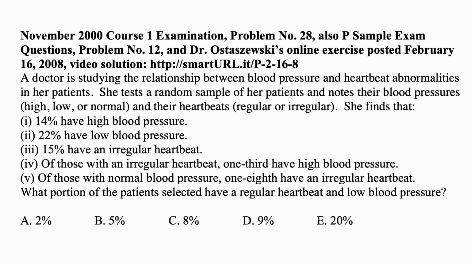Here's the problem for today for exam P on probability. A doctor is studying the relationship between blood pressure and heartbeat abnormalities in her patients. She tests a random sample of her patients and notes that blood pressures are high, low, or normal, and their heartbeats regular or irregular. She finds that 14% have high blood pressure, 22% have low blood pressure, 15% have an irregular heartbeat. Of those with an irregular heartbeat, 1/3 have high blood pressure. Of those with normal blood pressure, 1/8 have an irregular heartbeat. What portion of the patients selected have a regular heartbeat and low blood pressure?